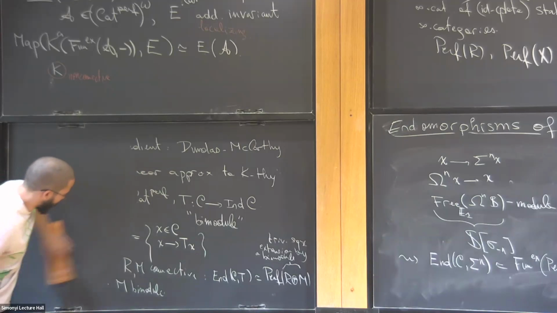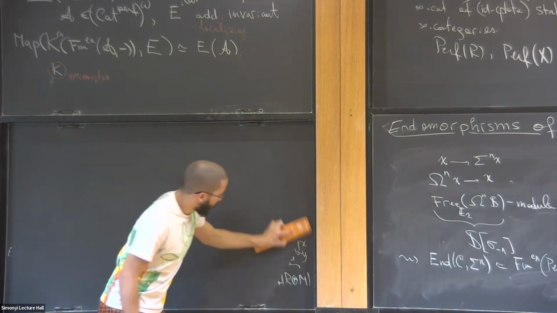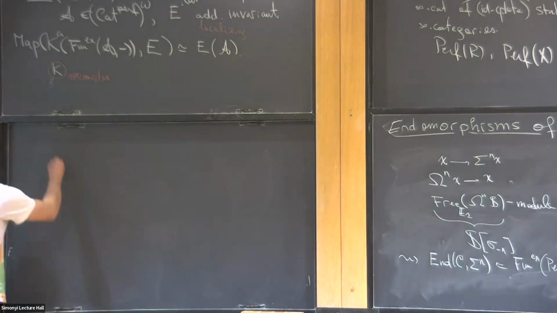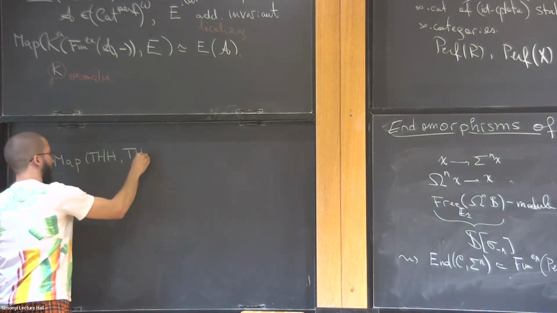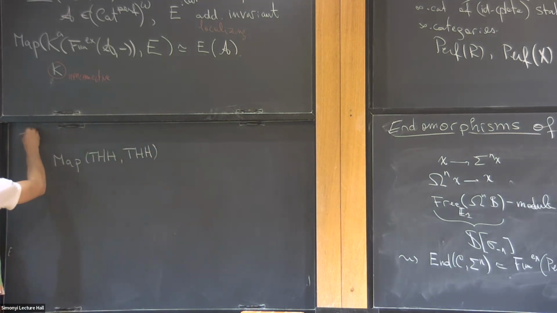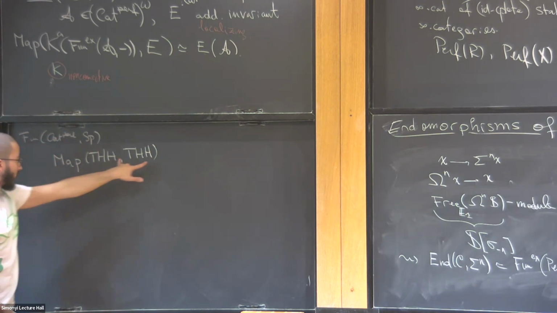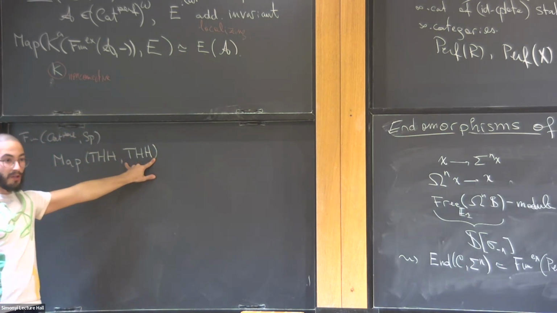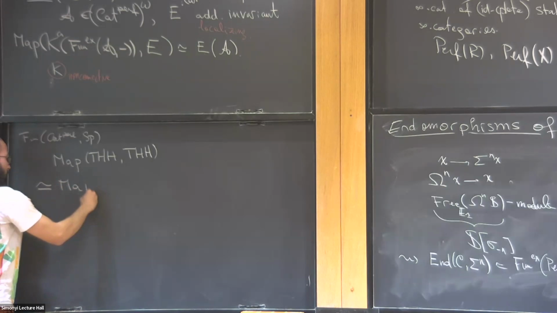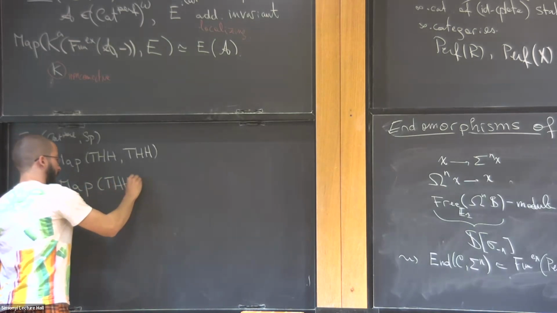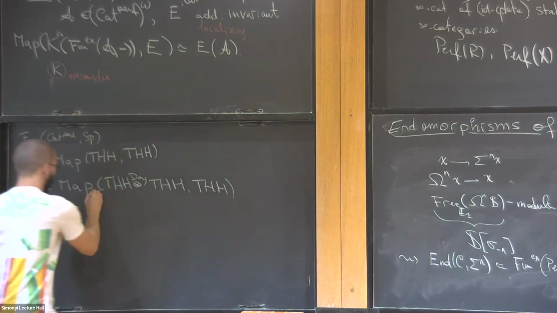Well, you use, in some sense, classical algebra. You use the extension and restriction of scalars adjunction. So you observe that maps from THH to THH, again as a functor in the functor category from stable categories to spectra, well, THH is symmetric monoidal, so it's a module over itself. So I can extend scalars on this side. And this is THH-linear maps.